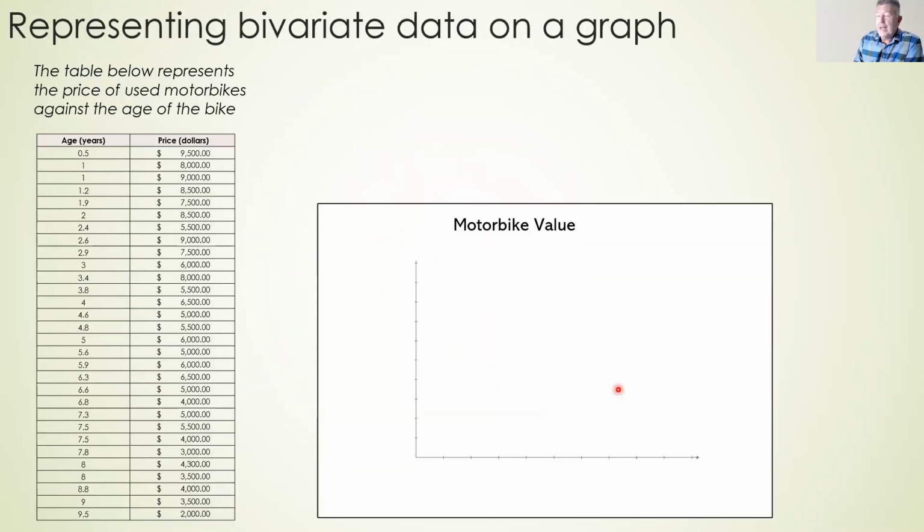All right, and to do that, we talked about scatterplots, representing bivariate data on a graph. Well, we're going to draw a scatterplot here. Now this table here, there's lots of numbers here. There's two variables, there's age and price. And it's about the price of used motorbikes, comparing it with the age of the bike. So first thing we need to do is draw it on a scatterplot.